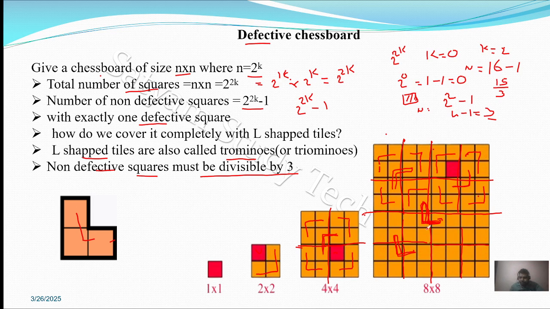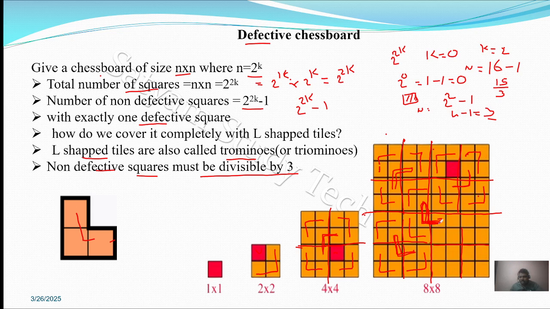Now we can see here is one L-shaped symbol. You can fill with this. Here also you can fill. Here also you can fill. Here also you can fill with the L-shaped symbol. Now this problem is solved. This quadrant is also filled with that L-shaped symbol.